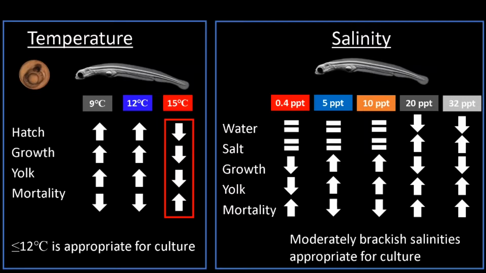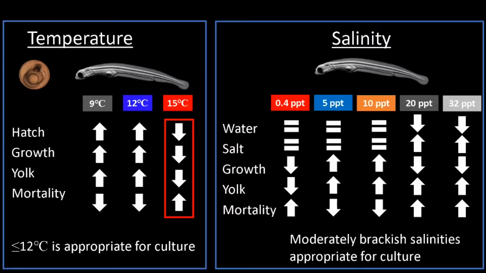So based on this, 15 degrees is a bad temperature to rear these early life stages, the embryos and the yolk sac larvae. And based on these results, we had a very simple conclusion, which is that temperatures of 12 degrees or less are probably appropriate for culture. And this is indeed what is used at the FCCL today.